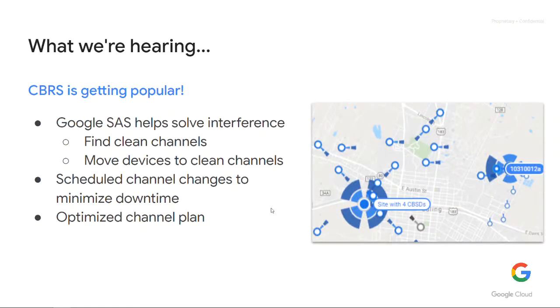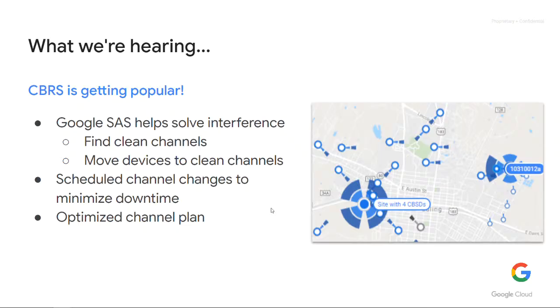So, as I said, what we're hearing is that CBRS is getting popular. Interference is becoming a more common problem for operators, particularly in more dense areas where there's multiple companies providing service. And it is becoming more of a challenge to find clean channels in those areas, particularly after the PAL launch, which, as you know, assigned some channels to specific PAL winners. And so what we're seeing is operators, our customers need to optimize. They need the SAS to help them find the right channels. And now, with these features we're unveiling today, the SAS can also help you move to those channels on multiple devices at the same time. And I'll show you how that works.